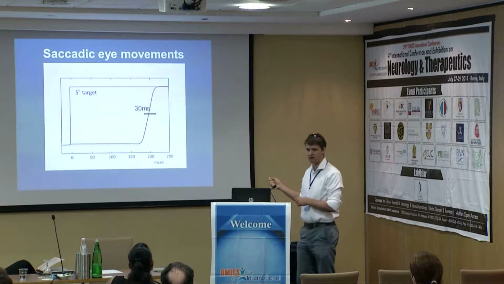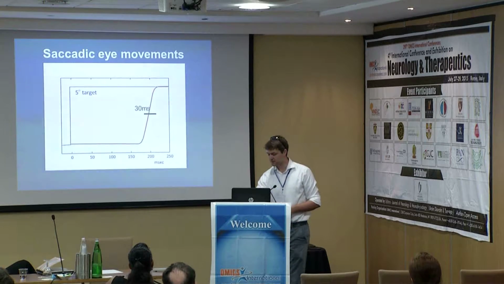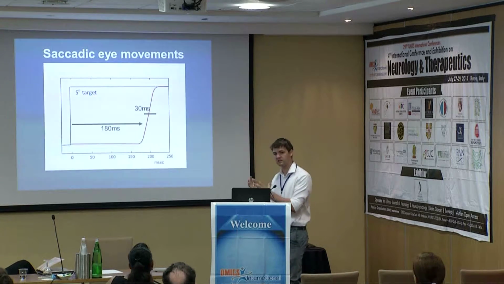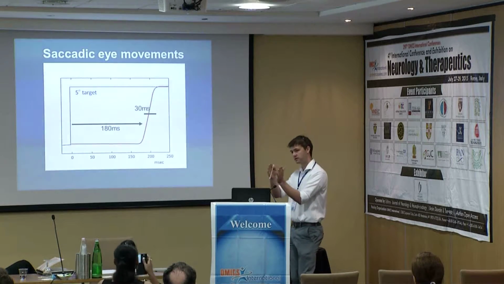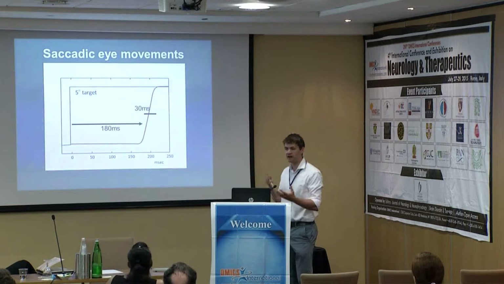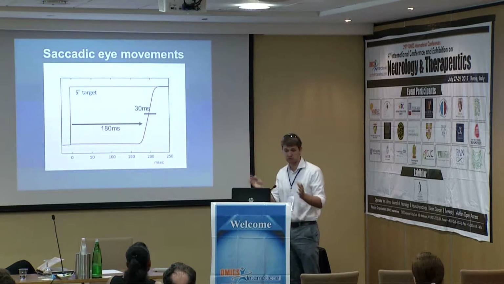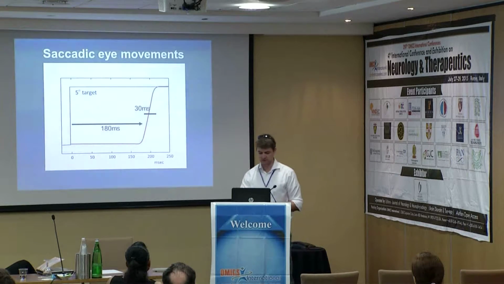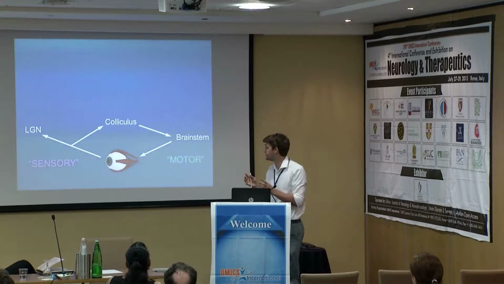Now this is actually a very rapid movement, 30 milliseconds. It's an incredibly rapid process. But what's perhaps more interesting is the fact that there is this delay, this latency from the presentation of the target to the movement of the eye. And that's about 180 milliseconds, but it varies. It can be as low as 120, anywhere up to 300 milliseconds or so, depending on a variety of different factors. So one wonders why there is this delay.